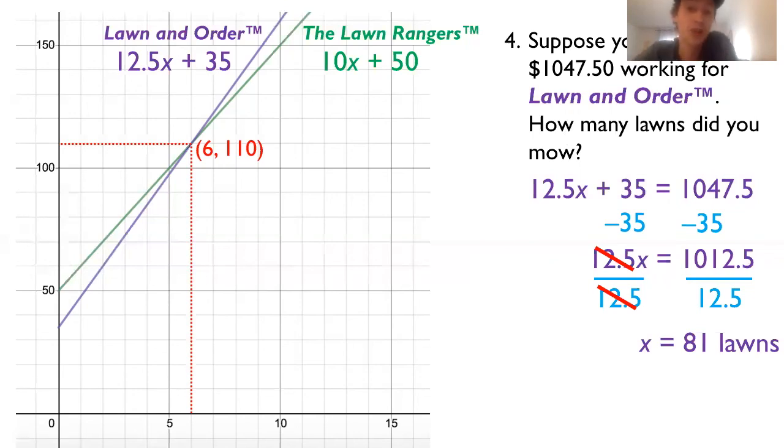So there you go. I told you I'd tell you how to predict the future. See, you can predict that when you mow 81 lawns, you can predict right away how much money you're going to make because you know how to do this situation.